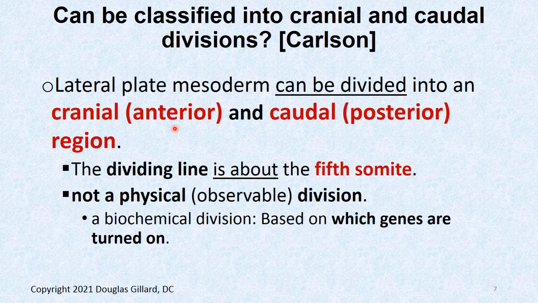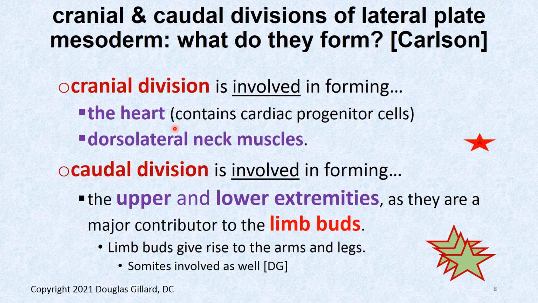It can be classified into cranial and caudal regions. So the cranial and caudal lateral plate mesoderm is a little different. I'm not going to go crazy into that. The dividing line is about the 5th somite, which will make more sense in a little while, and it's based on gene expression more than anything else. But the cranial region of the lateral plate mesoderm goes on to form a lot of the heart stuff, as we'll see, as well as the dorsolateral neck muscles, whereas the caudal lateral plate mesoderm ends up forming the limb bud. So that's incredibly important. It's not the only thing, but it's the major contributor to the former. Its mesenchymal cells swim in and create basically your arms and legs.